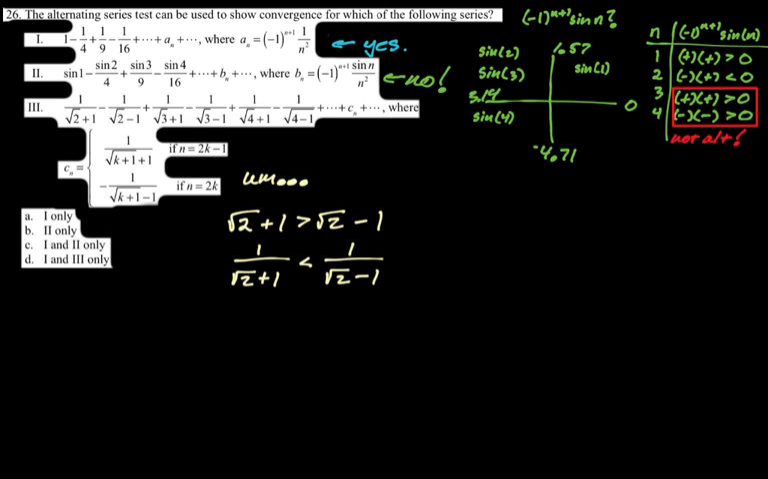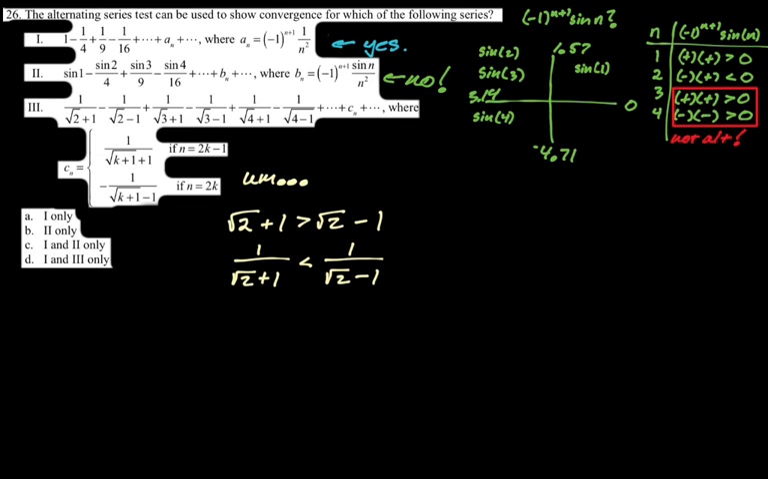All right, good. Now we move on to the third one. My initial thought is, let's look at these terms, right? So they wrote them out for us. I definitely know that radical 2 plus 1 is bigger than radical 2 minus 1. That's a given. So now, if I flip them, I also flip the inequality. So 1 over radical 2 plus 1 is actually less than 1 over radical 2 minus 1.